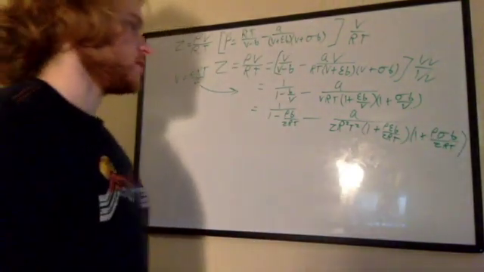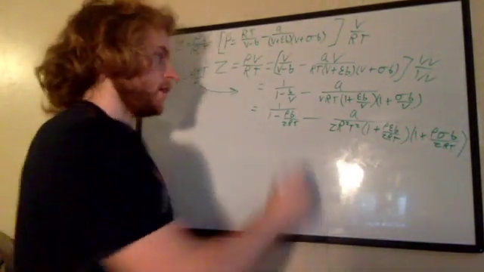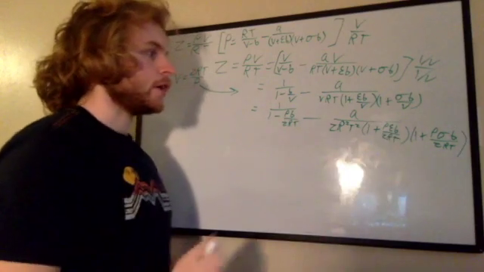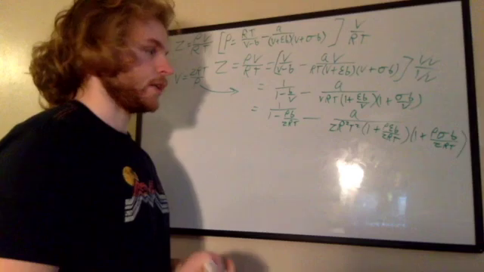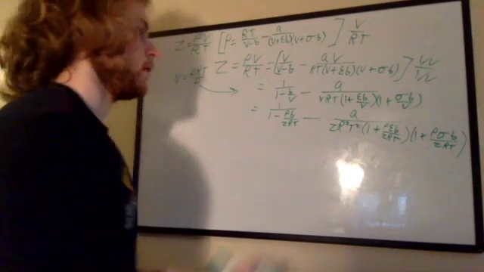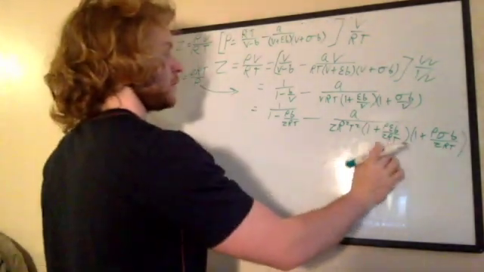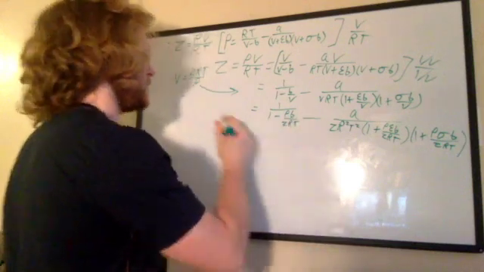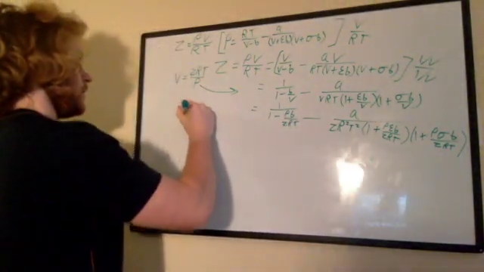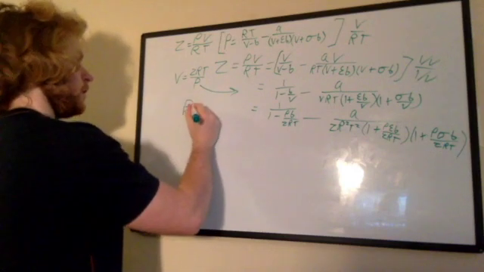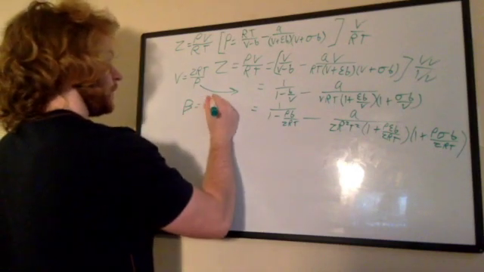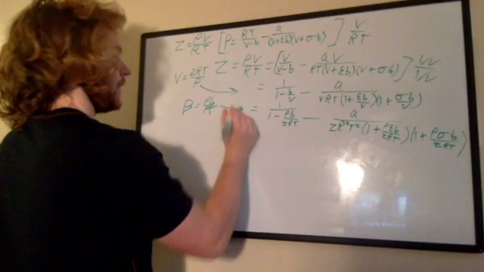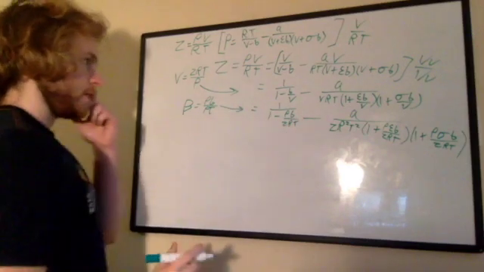And as you can see here, we do have a lot of these PB over RT in our expressions. So we are going to create a constant here to simplify this down, so we can just plug that in for all of these PB over RTs. And that is going to be beta over here. Beta is equal to PB over RT. So we're going to go ahead and plug that in for all those PB over RTs.